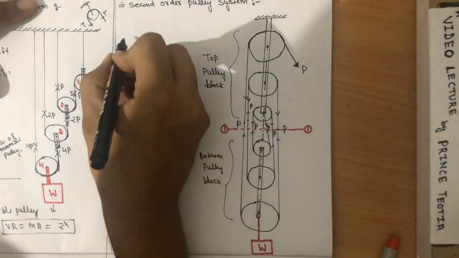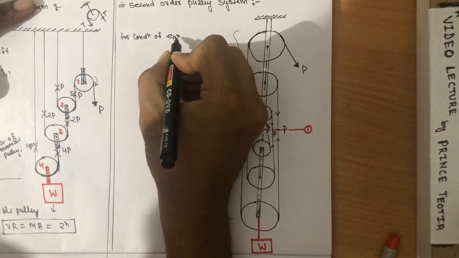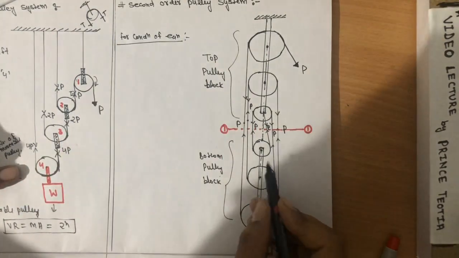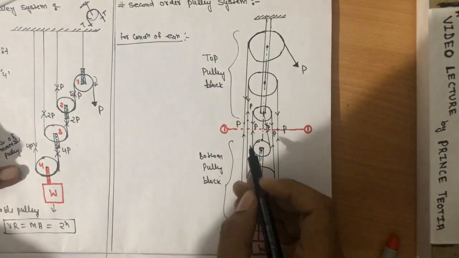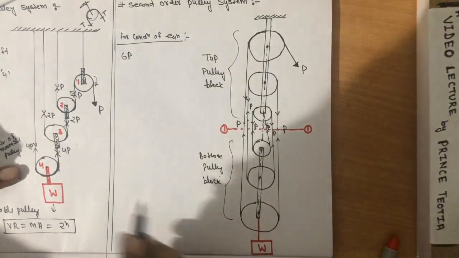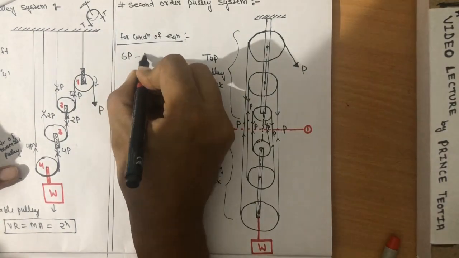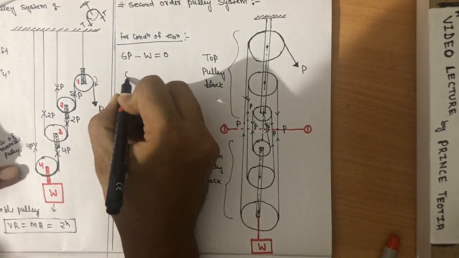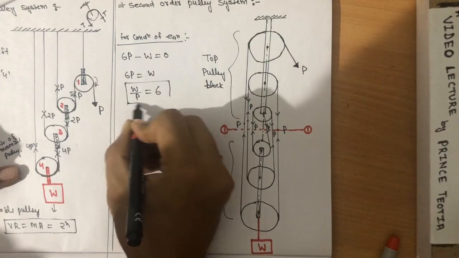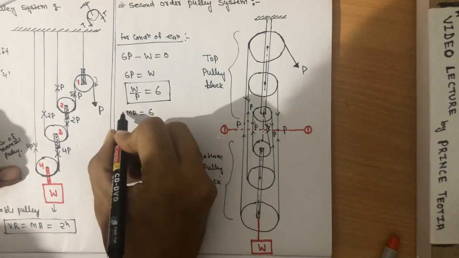So for the condition of equilibrium, total force in upward direction will be P, 1, 2, 3, 4, 5, 6, 6P. This is in upward direction, and total force in downward direction is W only. So this is minus W, and this should be 0, so 6P equals W, and W by P will be 6. We got the relationship between W and P, and we know this is the mechanical advantage, and that is 6.